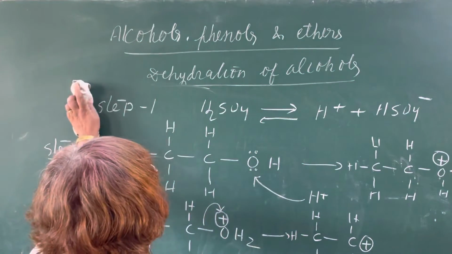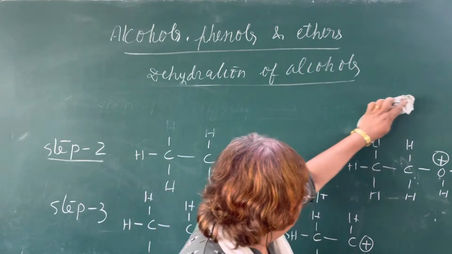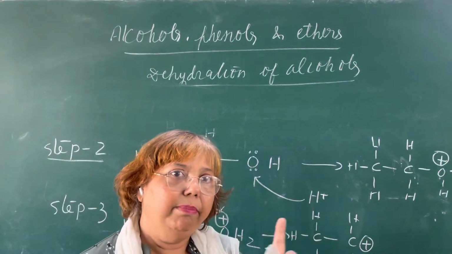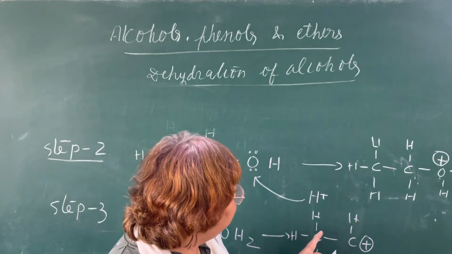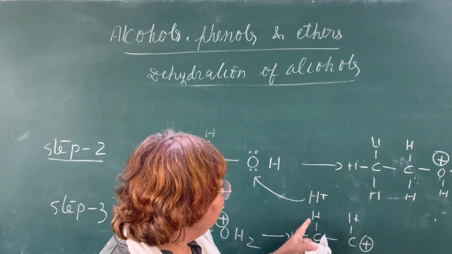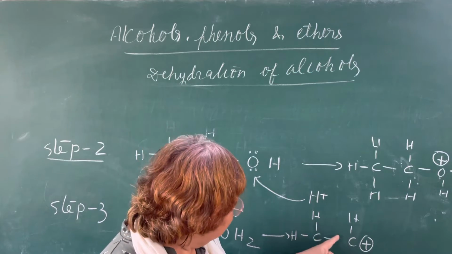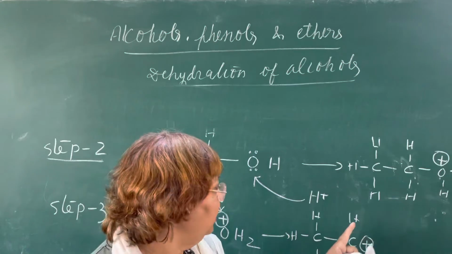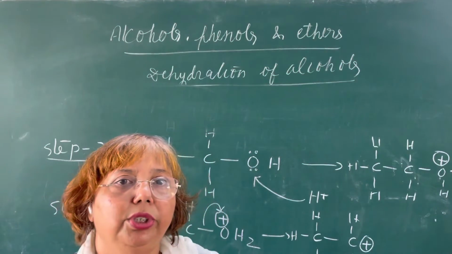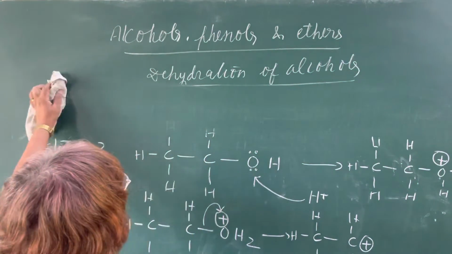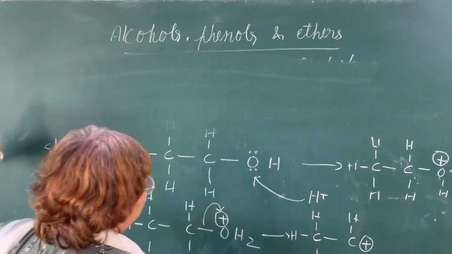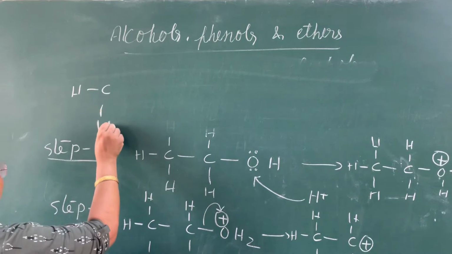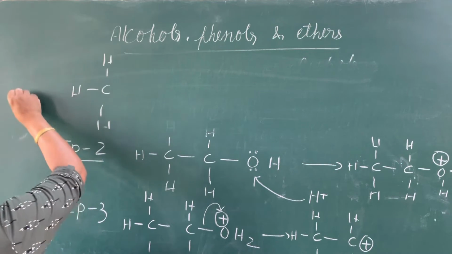Now in the next step, what happens? That beta elimination takes place. This dehydration is an example of beta elimination. The H plus ion at beta position comes out from the carbocation as H plus ion, as a proton, and results into the formation of an alkene. So let us see how beta elimination takes place. This is step 4.